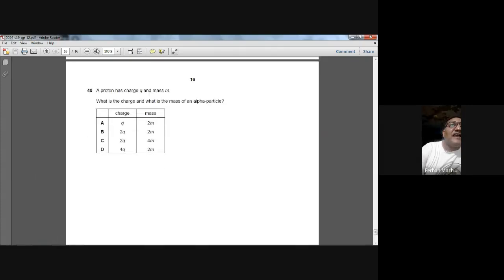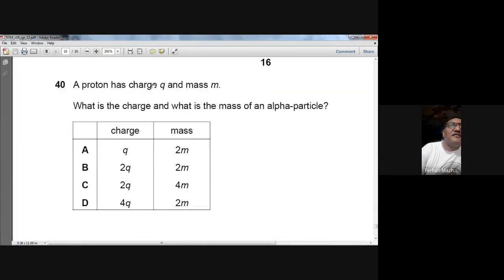Okay, on your screen we have question number 40. A proton has a charge Q and mass M. What is the charge and what is the mass of an alpha particle? The alpha particle has 2 protons and it has 2 neutrons. Protons have charge, but neutrons are neutral. So those 2 protons will have 2q charge. So the charge on the alpha particle will be 2q.